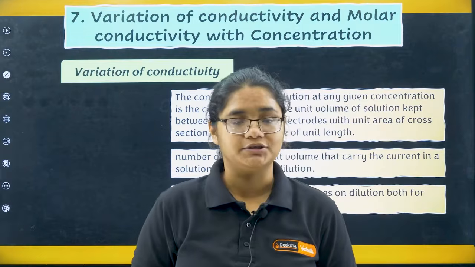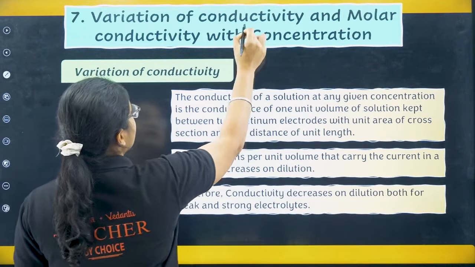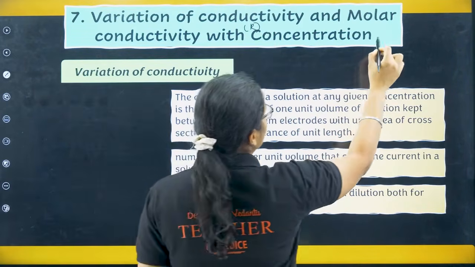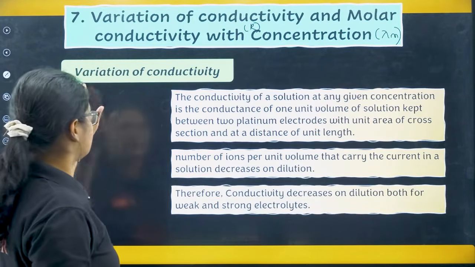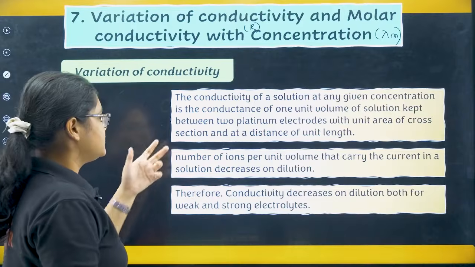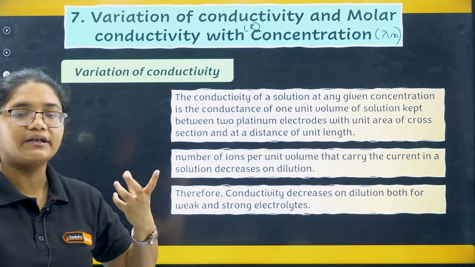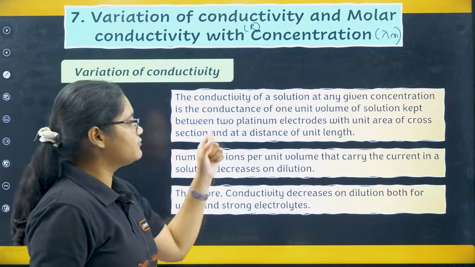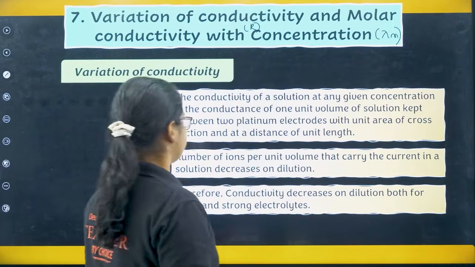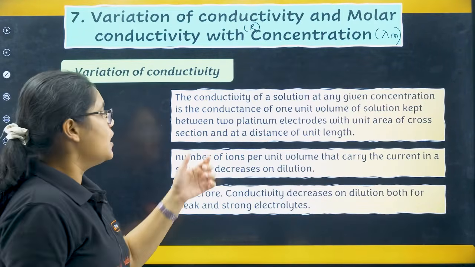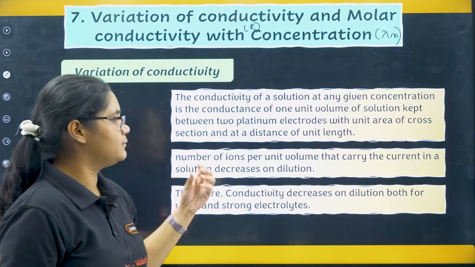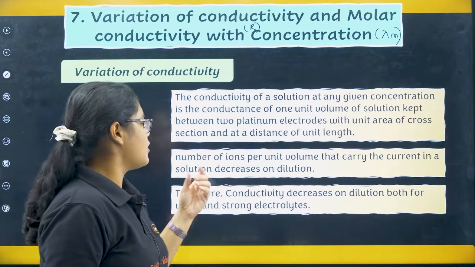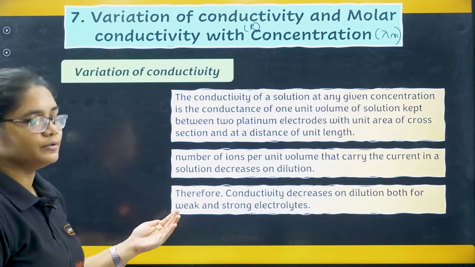Okay, fine. Next, this is the next important term, that is variation of conductivity and molar conductivity with concentration. When I talk about conductivity, it is the kappa value, and molar conductivity is the lambda m value. So first, the conductivity. For this you should know the definition. The conductivity of a solution at any given concentration is the conductance of 1 unit volume of solution kept between two platinum electrodes with unit area of cross section and a distance of unit length.